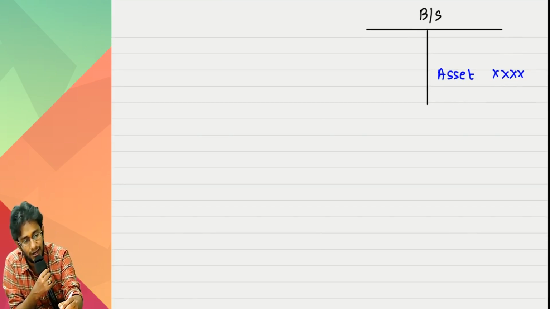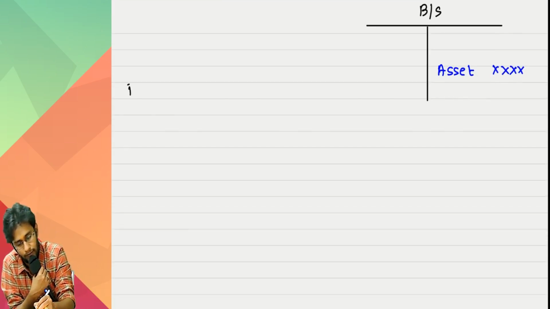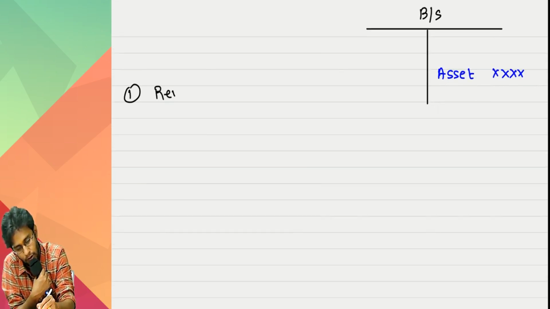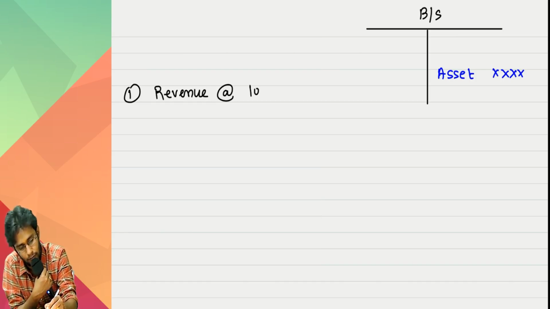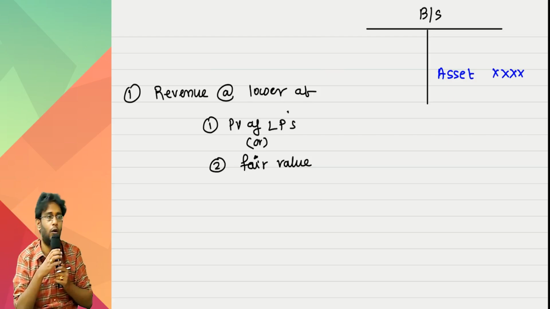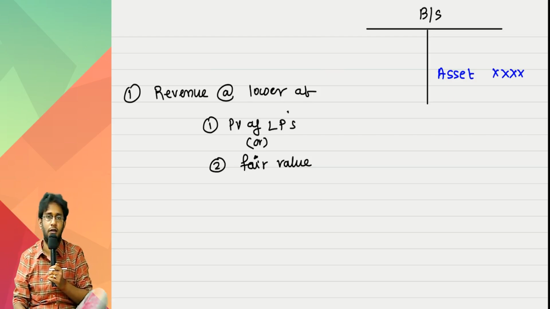Now, whatever the standard guides you is rule number 1. Ante any points cumulative apply cheyali sir. First one says recognize revenue at the lower of present value of lease payments or fair value, whichever is lower. The revenue should be recognized at this value.